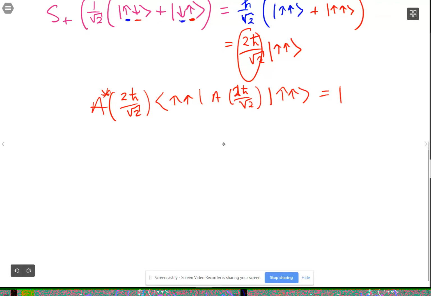Well, I will just find that a 2 h bar over square root 2 is equal to 1. And so I don't find what a is per se. It's got to be normalized, so that has to be 1. So a is going to be, obviously, since 2 root 2 is root 2, a is going to be 1 over root 2 h bar. Anyway.